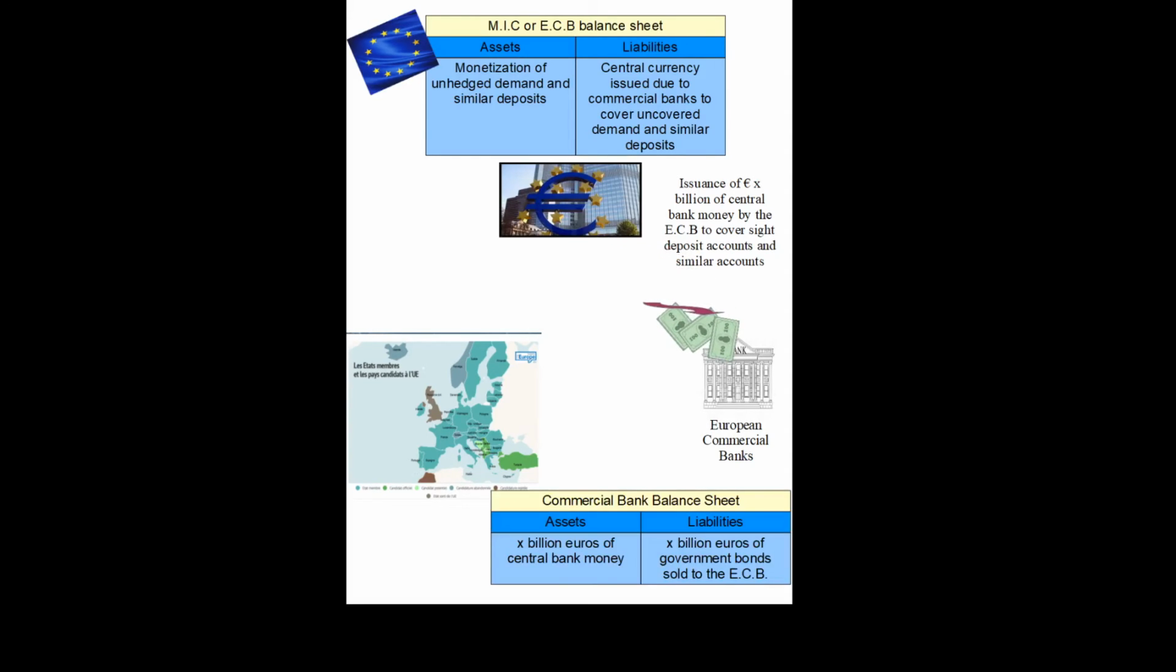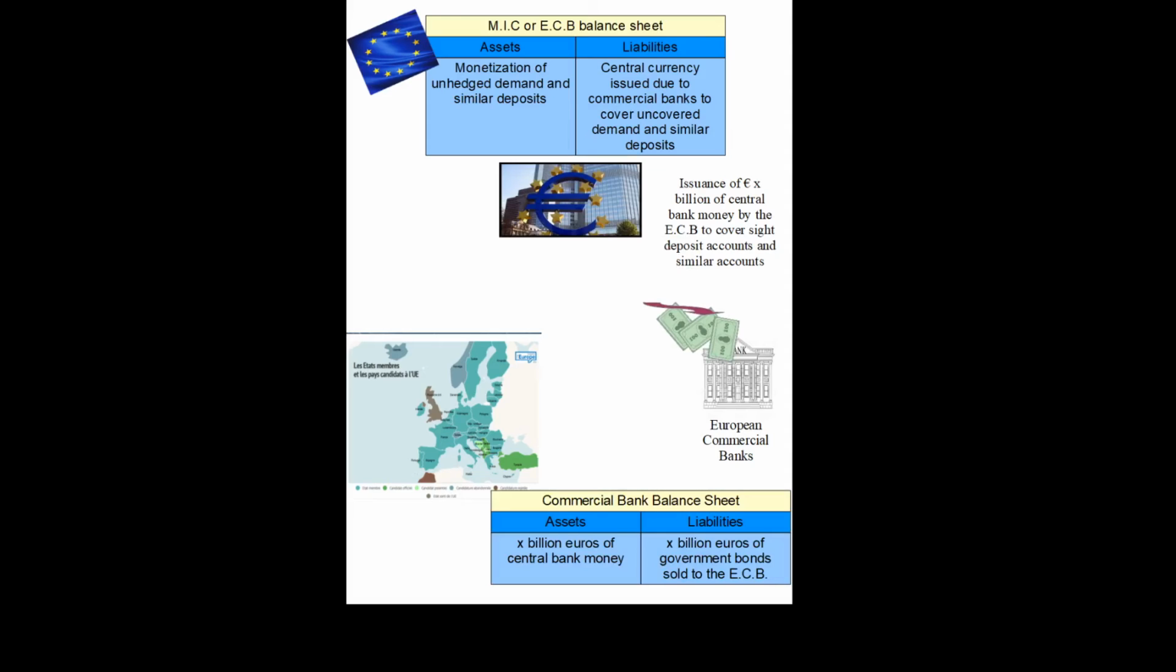Let us look at how the 100% money system works in the European framework. First of all, X billion euros of central bank money is issued by the ECB, or the MIC to cover sight deposit accounts and similar accounts. On the balance sheet of the MIC or the ECB, there is, for the assets, the monetization of uncovered sight deposits and similar. On the liabilities side, there is the central bank money owed to commercial banks to cover uncovered overnight deposits. Let us now look at the balance sheet of commercial banks.